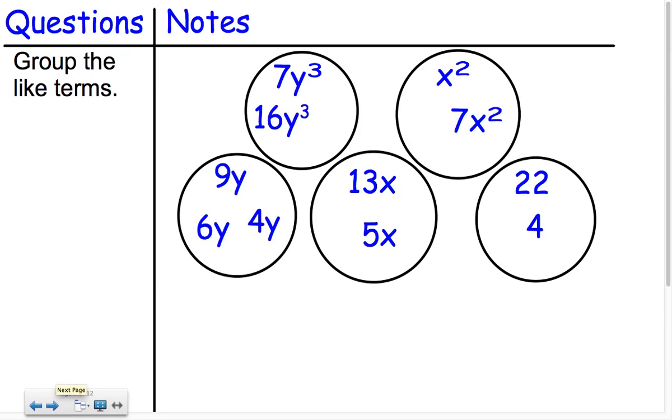The other vocab word that we talked about on the last page was the coefficient. I said the coefficient is the number in front of the variable. So 7 would be a coefficient, 16, 9, 6, 13, 5, 7, and then for x squared, the number that always goes in front of a variable if nothing is there is 1. So those would be all of our coefficients.